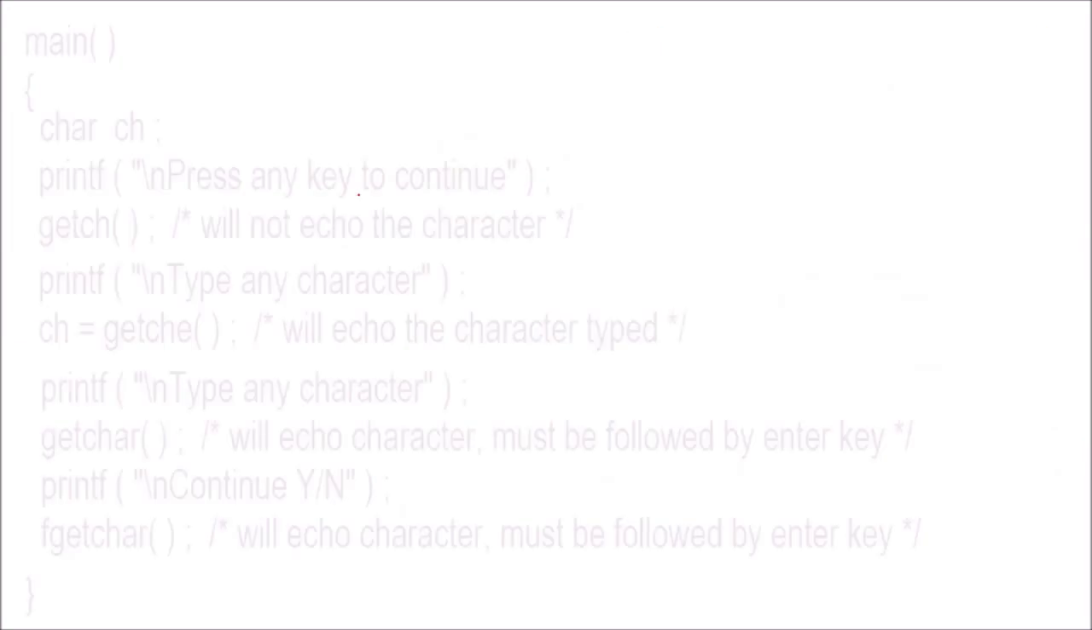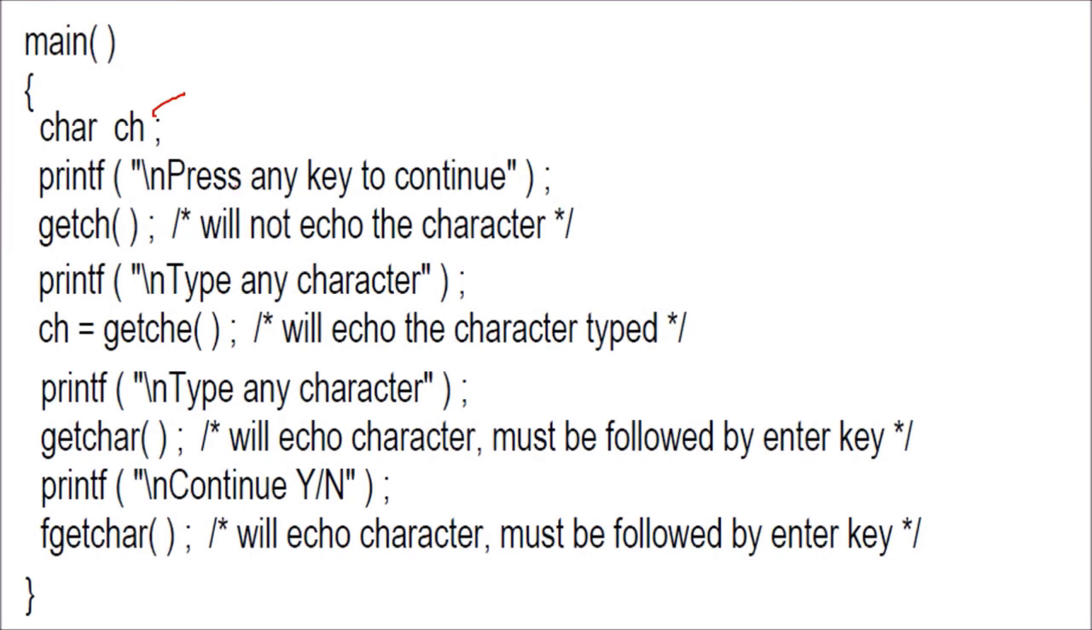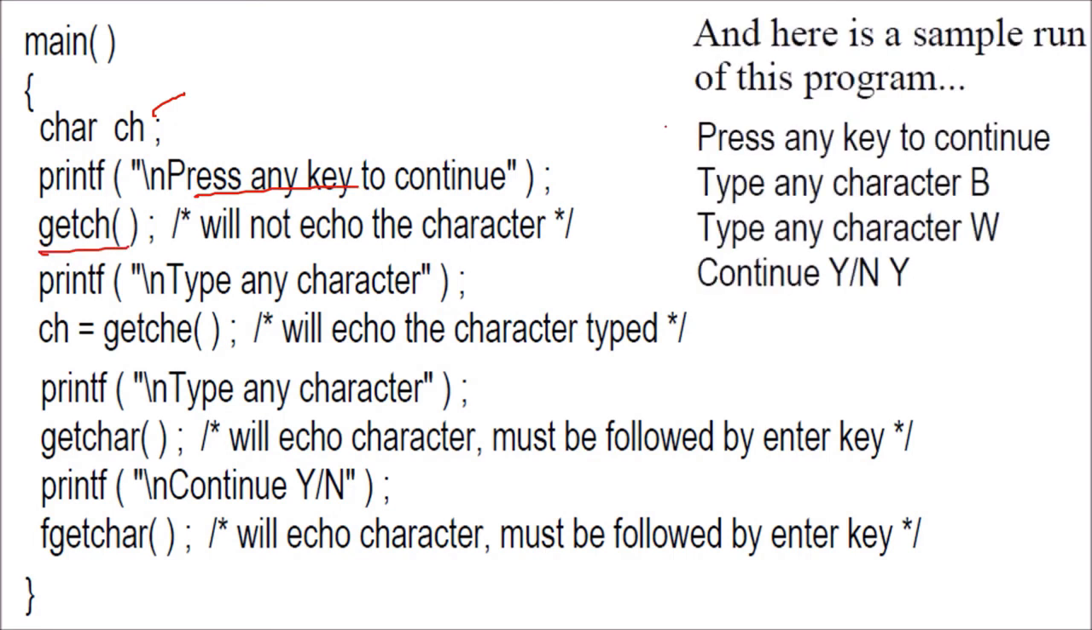Let us see an example. We have ch, and you say, okay, press any key to enter, then getch. So getch is not going to show you anything. It will not echo. When you press any key, nothing will be seen. But after these two lines, when you say getche, whatever you put, like if you have put b, it will be shown as b on the screen. So this getche will echo b to the screen.